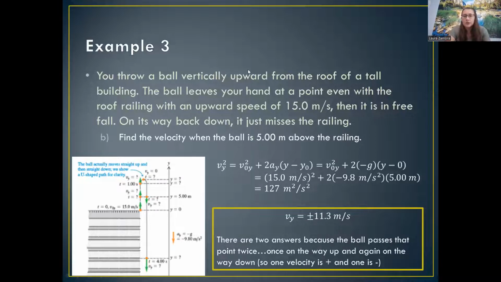So we got 2 answers because that ball passes that height twice. Right? It passes 5 meters on its way up, so that would be a positive 11.3 meters per second velocity. And then it passes it again on its way back down, so that would be our negative 11.3 meters per second velocity. Right, so you can see one velocity is up, so positive, one velocity is down, so it's negative. And so we can have 2 different answers for this particular part. Do you guys have any questions about this?